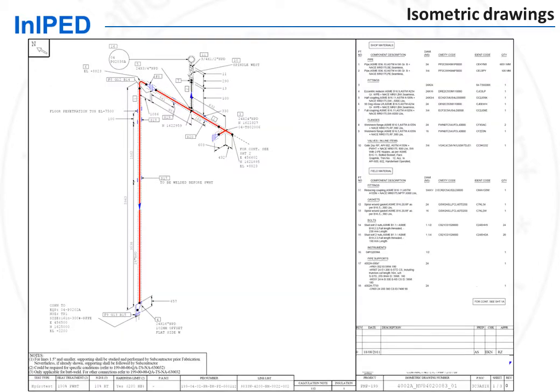Isometrics are duly checked prior to their issue for construction, including compliance with IFC PNIDs, position of instruments and interface between instruments and piping, that the line is properly supported as well. Isometric drawings are used for piping prefabrication.